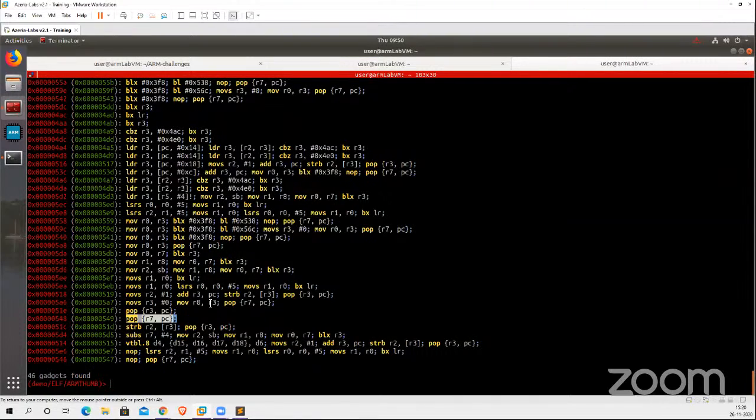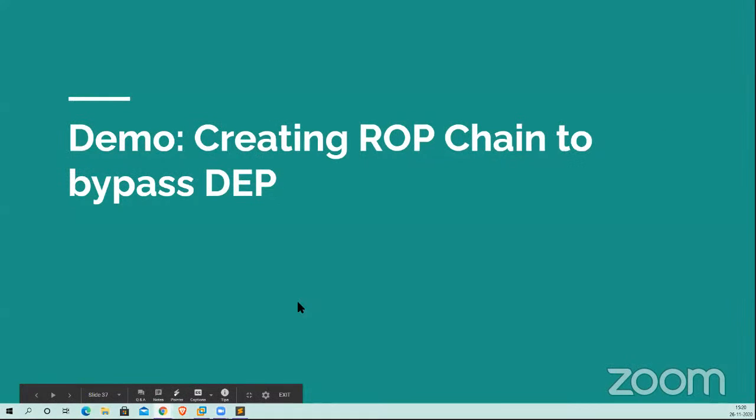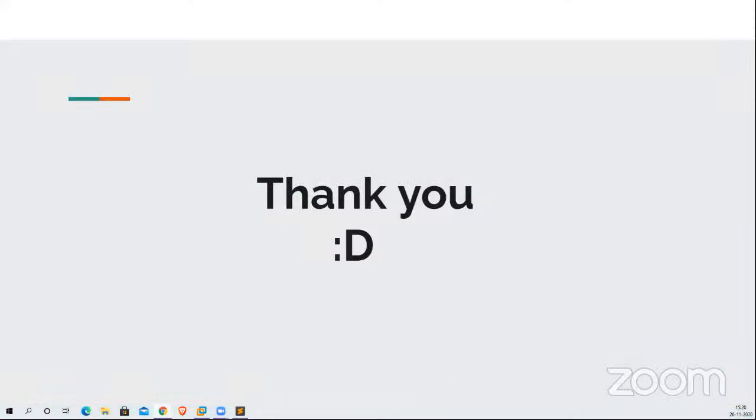and the whole idea is to stack these gadgets on top of one another so that at the end of the day, the function you want to call has its arguments in proper registers, and you can call it. Well, unfortunately, we would not be able to cover scripting the ROP chain to bypass DEP. So thank you very much.